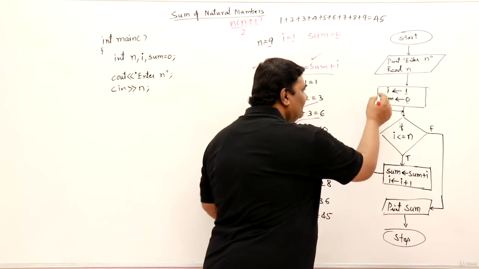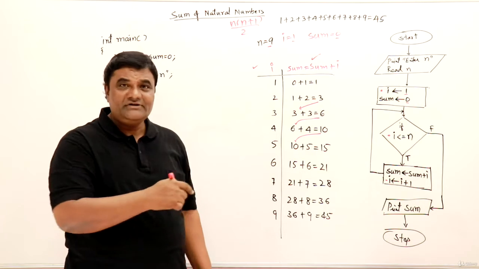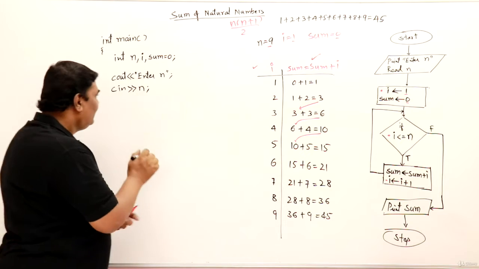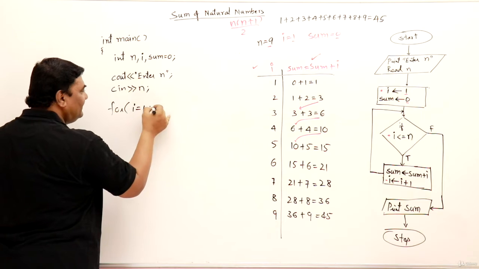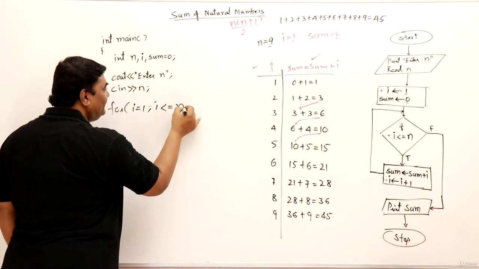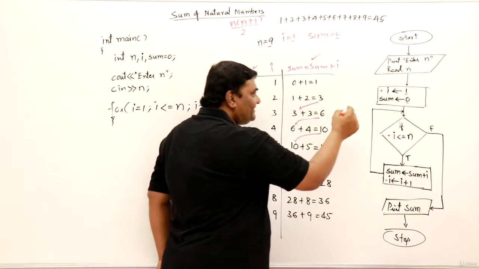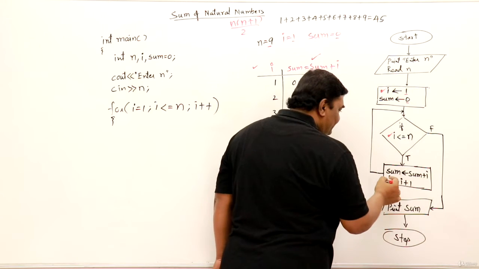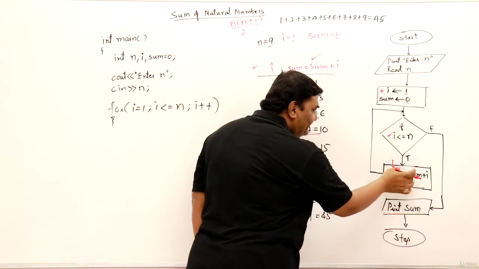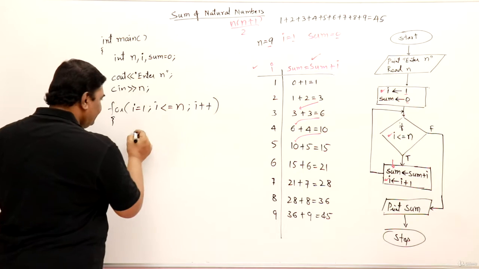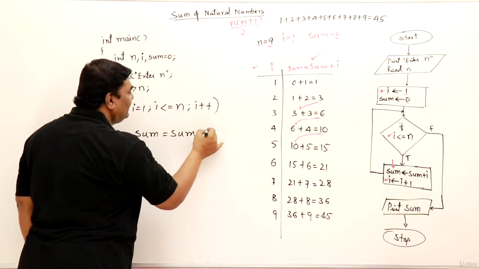This is one thing. Then next is the condition and i is increased. So these 3 things together form a for loop. Yes, I can write a for loop. For i assign 1, i is less than or equal to n, i plus plus. See, this statement is finished, the condition is finished, and this is finished. Now what is remaining inside the loop? Only this statement is remaining inside the loop. So let us write that statement inside the loop. Sum assign sum plus i.